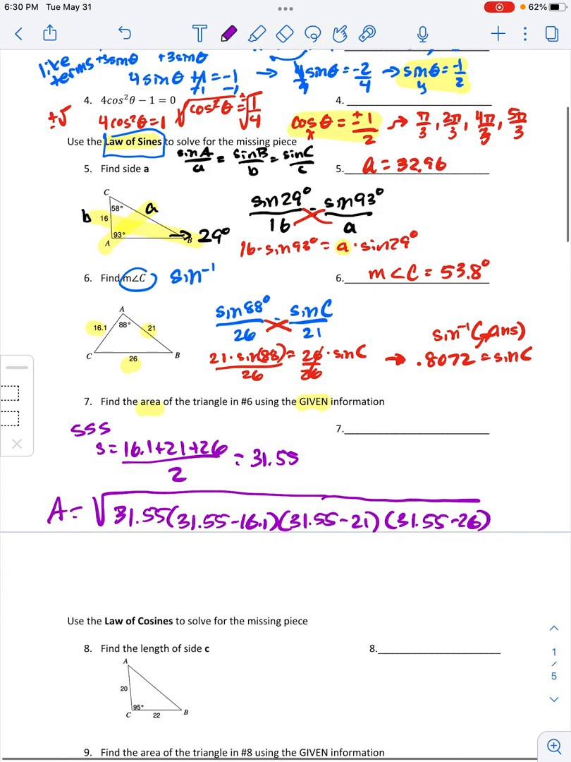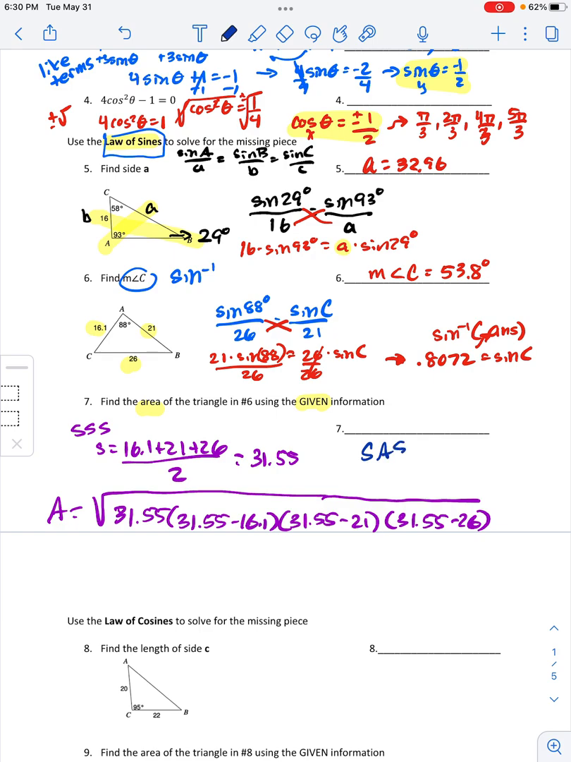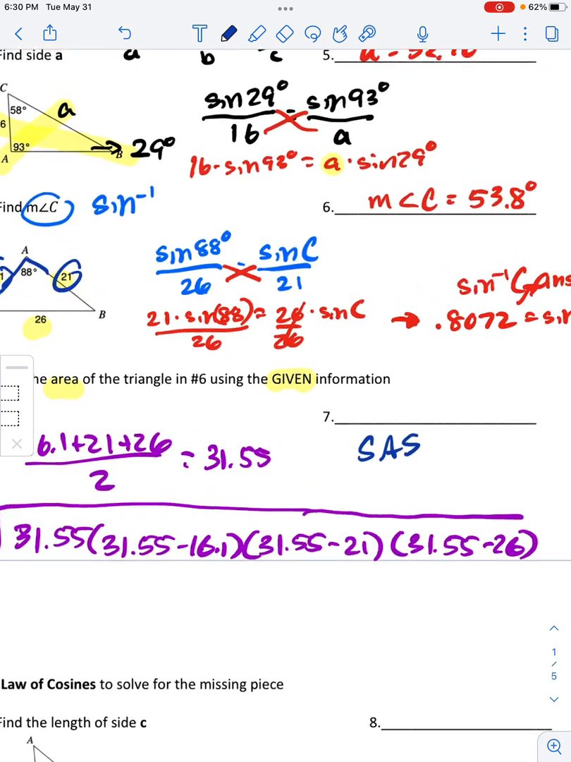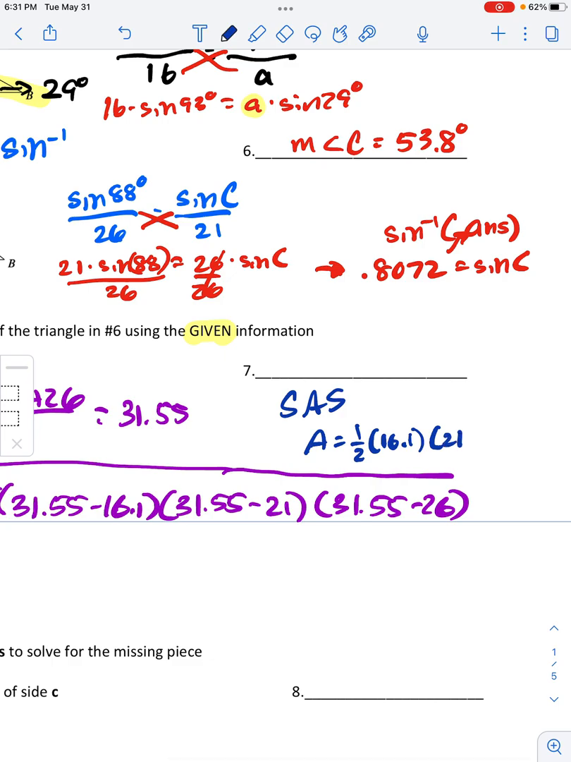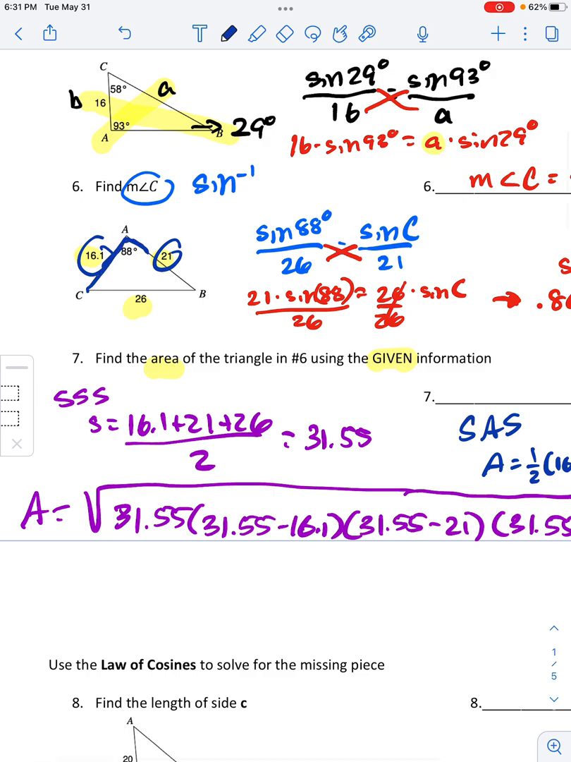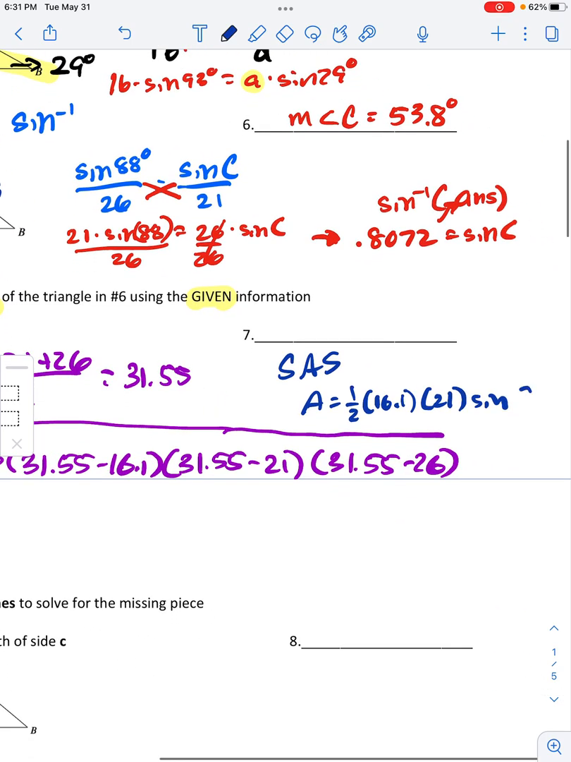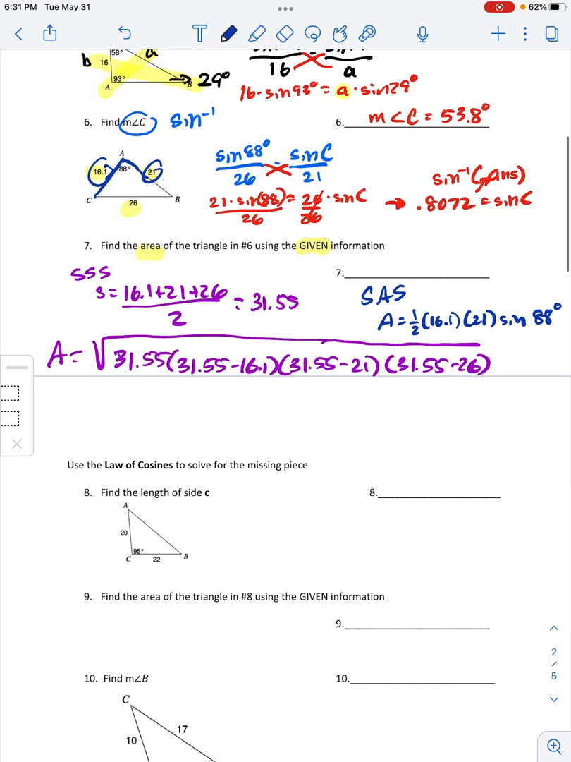And I'm not going to, because this one also provides me with enough information to use my side angle side formula, because I can use these two sides and the angle they form. And that one's a little easier to do in my calculator, because there the area is 1/2 one of the sides, the second side, and then the sine of the angle in between them. So since I use these two sides, I use that 88. Now, whether you do the one that I did down here in purple or the one I just did in blue, it doesn't matter. You're going to get the same answer.